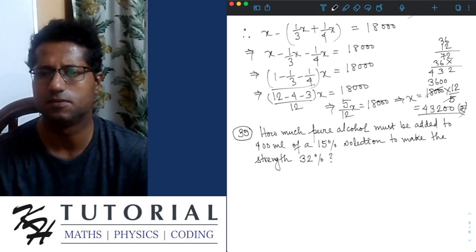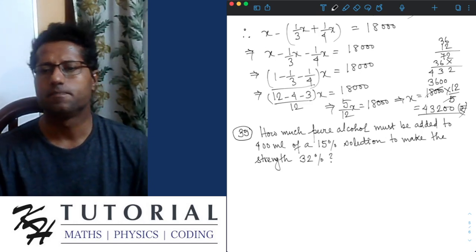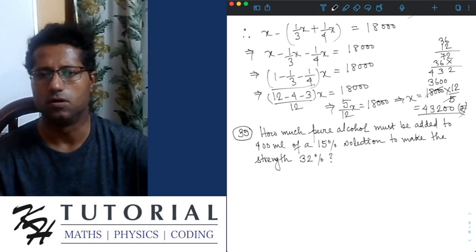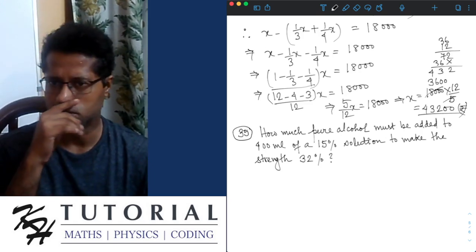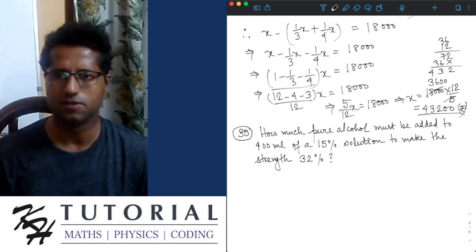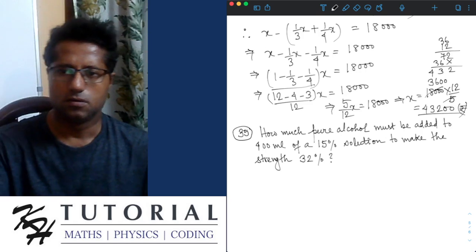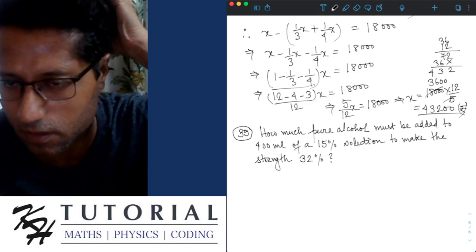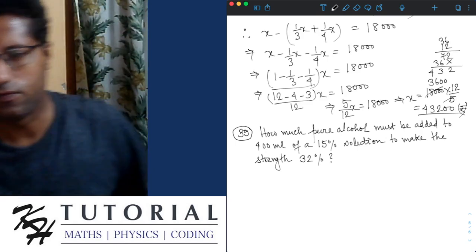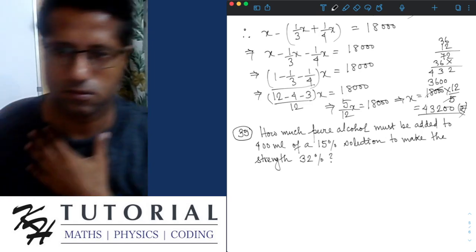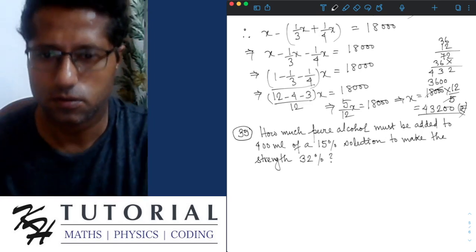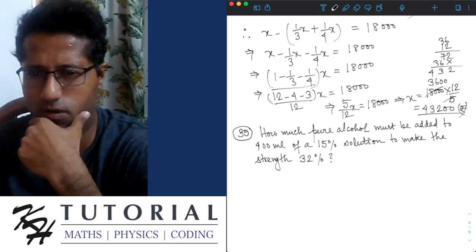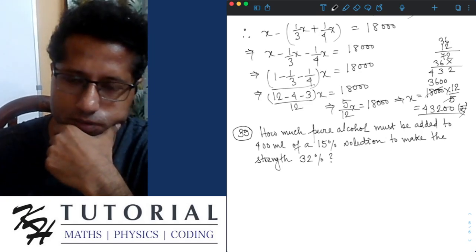By percentage, it is trying to say the amount of pure alcohol in the water. The solution means a mixture of alcohol and water. So a 15% solution means in 100 ml of solution we have 15 ml of pure alcohol. So how much pure alcohol must be added to 400 ml of a 15% solution?